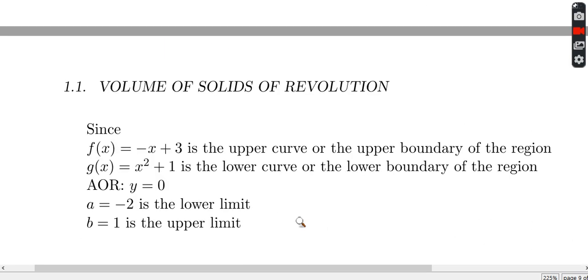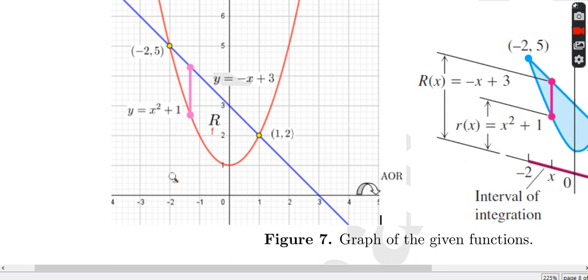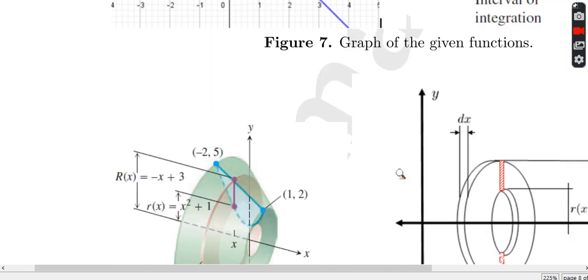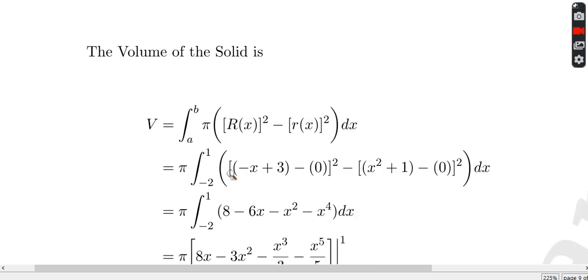Now let's have the limits. As I mentioned earlier, our lower limit is negative 2, and your upper limit is x equals 1. Let's substitute these values into our formula for the volume of the solid. The volume is equal to the integral of pi times the quantity of the square of the outer radius minus the square of the inner radius, dx. Now let's substitute: negative x plus 3 minus 0, quantity squared, minus x squared plus 1 minus 0, quantity squared.